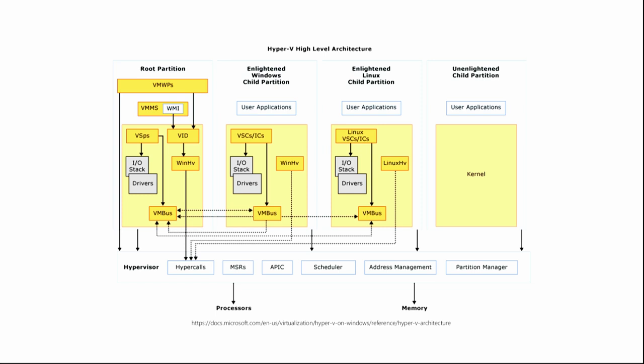And in short, it is a virtual bus device that sets up some channels between the guest and the host, and these channels provide a capability for sharing data and setting up synthetic devices. An unenlightened partition basically has no awareness that it is running on Hyper-V, and any hardware access will need to be emulated.